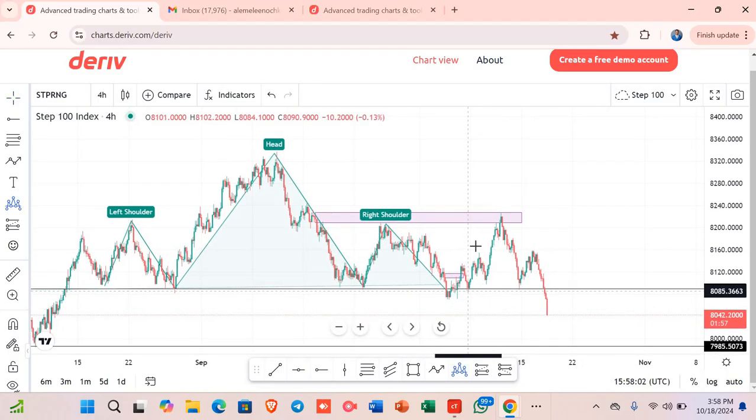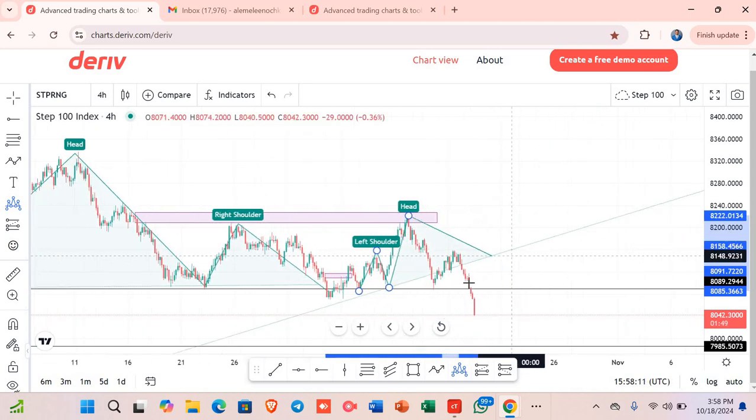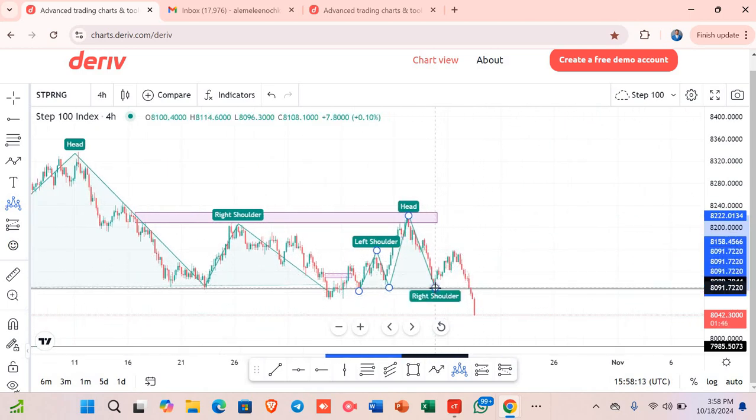This was the first shoulder. You can see the first shoulder here. This was the head. So once I saw this pattern again, price was rising to this level. It was rising to the high of the second shoulder.